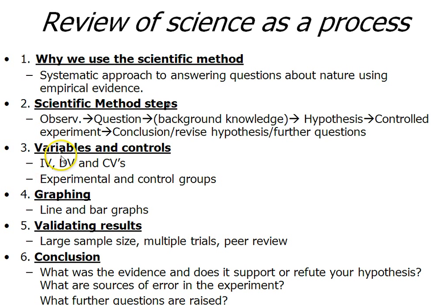So, for example, with the plant experiment, if we gave it different colors of light, let's say red, green, blue light, and that's our independent variable. Dependent variable would be the height of the plant. Control variables, again, temperature, things like that. The experimental groups would be the red, green, and blue colors of light.